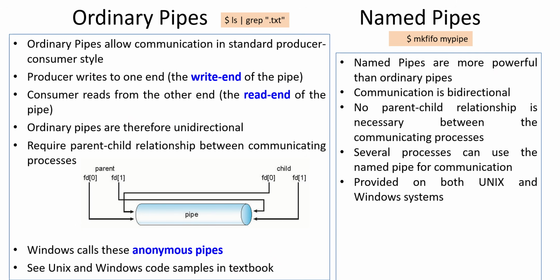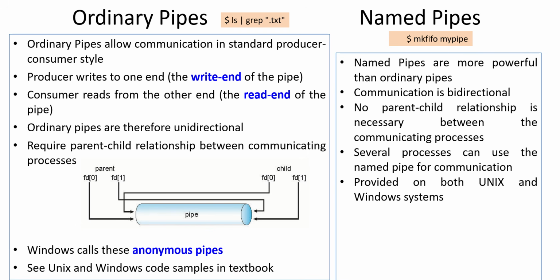Now let us compare ordinary pipes and named pipes. First, ordinary pipes normally follow the producer-consumer model. The producer writes the data to the write end, and the consumer reads data from the read end. Therefore, ordinary pipes are generally unidirectional. The communication flows in one direction. It also points out that ordinary pipes generally require a parent-child relationship between the communicating processes. In Windows systems, they are also called anonymous pipes.